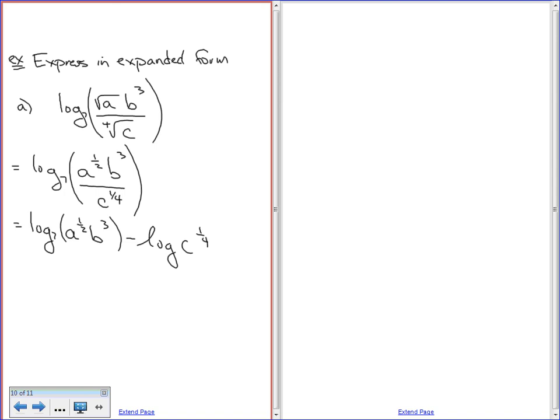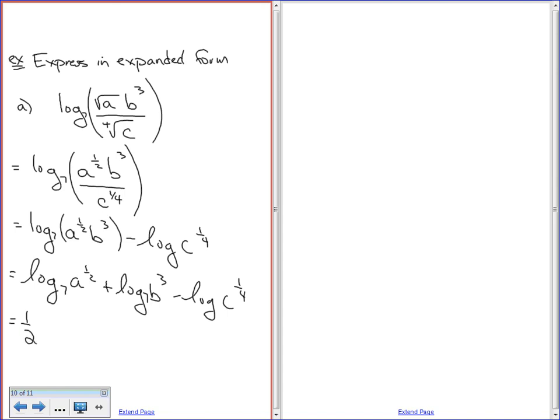Okay, so now I can still split up this a and the b. Which law am I going to use to split those guys up? Okay, first one. So it becomes the log of a to the 1/2 to the base 7 plus the log of b to the 3 to the base 7 subtract. Okay, I don't have it in expanded form yet. This is one of the most common mistakes people make, is they leave it like this. To have it in fully expanded form, I have to take my exponents and move them down in front. So that's your very last step.